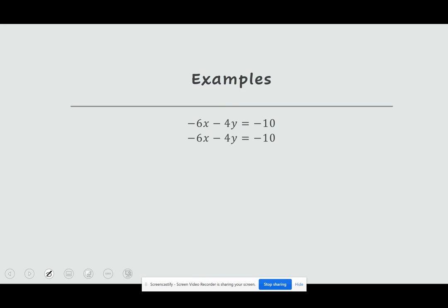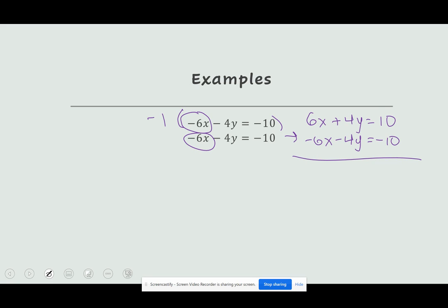For this next one, I notice that some of my coefficients are the same, but they do not have opposite signs. So if we just focus on the x's, these are also the same, the y's. But we have negative 6x and negative 6x. I want to make them opposite signs, so I'm going to multiply one of my equations, it doesn't matter which one, by negative 1. The whole thing, both sides, because that's going to flip all my signs. So I get negative 1 times negative 6x is positive 6x. Negative 1 times negative 4y is positive 4y. And negative 1 times negative 10 is positive 10. And then I just copy over my other equation.